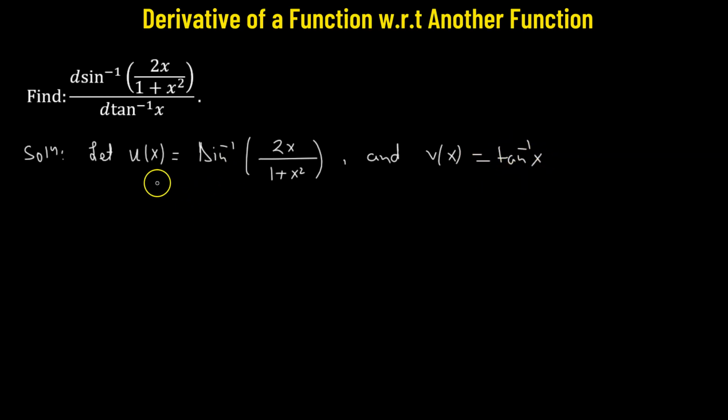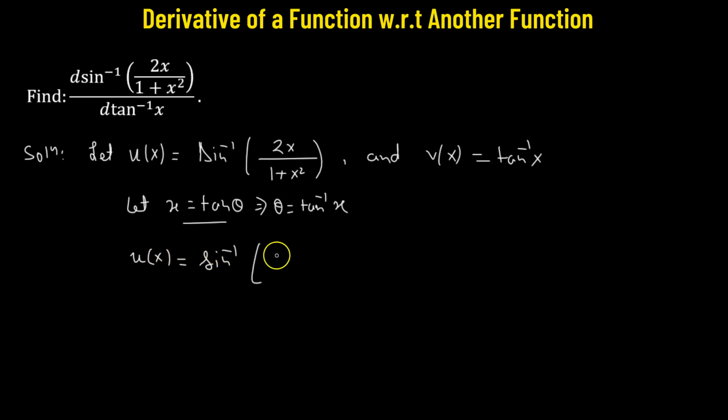Now what we'll do, we'll simplify u of x. All we have to do is make an assumption that we'll take x to be equal to tangent of theta, such that theta is simply inverse tangent or arctangent of x. Now we'll first use this. So here we have u of x equals inverse sine of 2 times tangent of theta divided by 1 plus tangent squared theta.